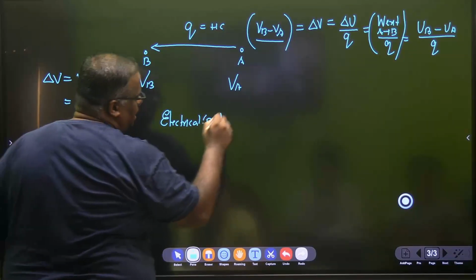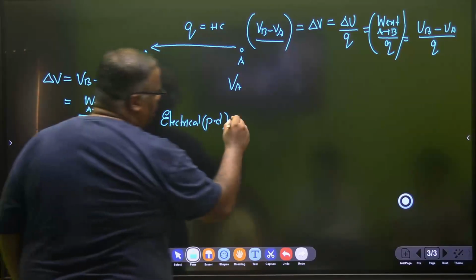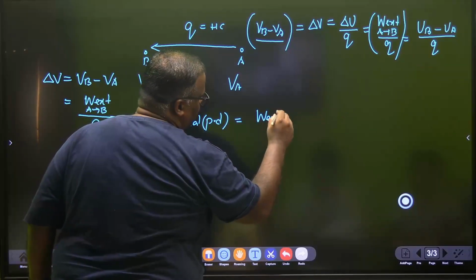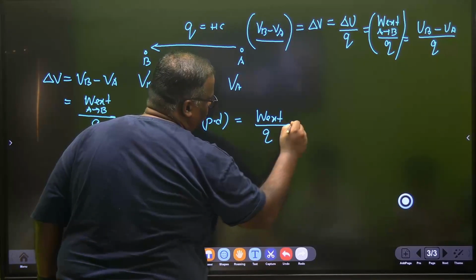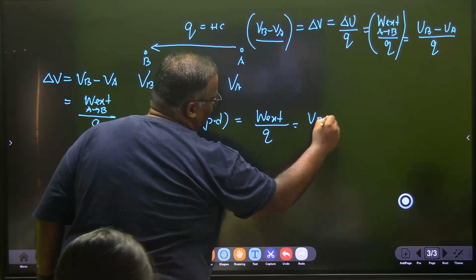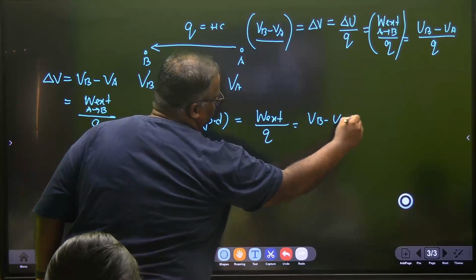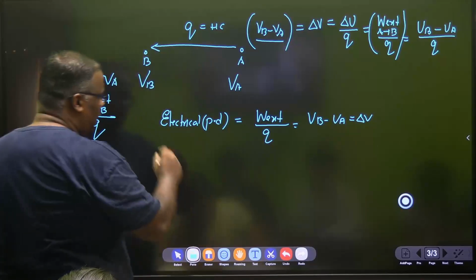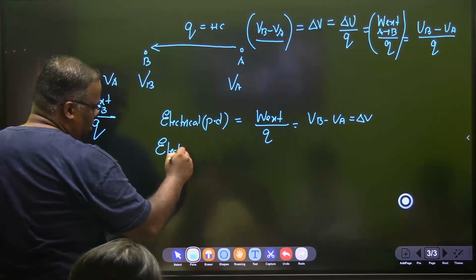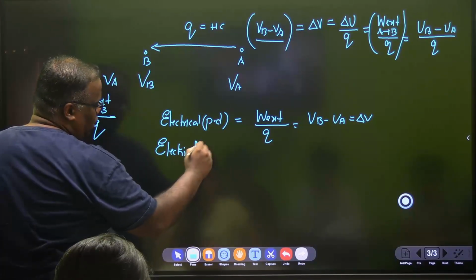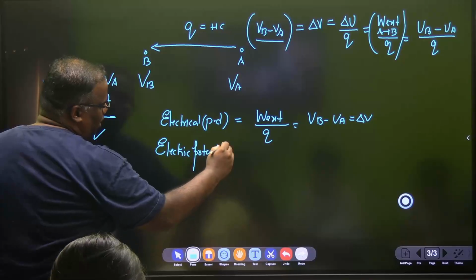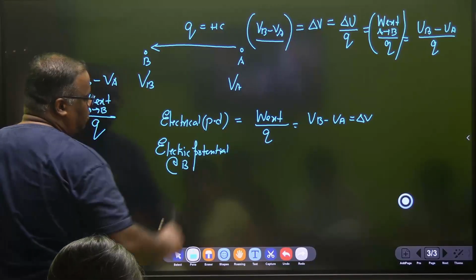Potential difference in this chapter will be called as PD. PD is equal to W external divided by what? Q, which is VB minus VA, which is also delta V. Now your next topic is what is electric potential, not potential difference, potential at B, at a point.